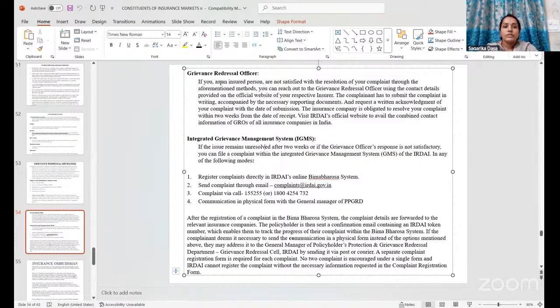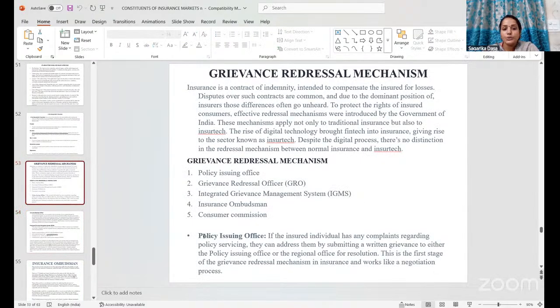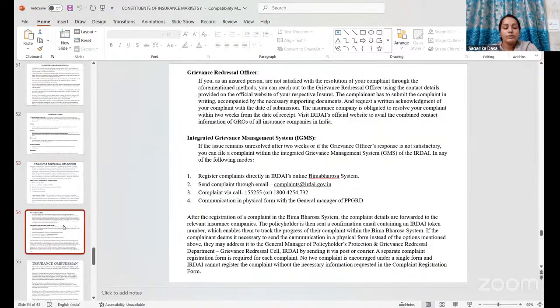Now, if you as an insured person, that is the insurance policyholder, are not satisfied with the resolution of your complaint raised through the previously mentioned method, that is, in the first stage we raised an issue to the policy issuing office and the policyholder is not satisfied with the solution given, then they can reach the grievance redressal officer using the contact details provided on the official website of the respective insurer.